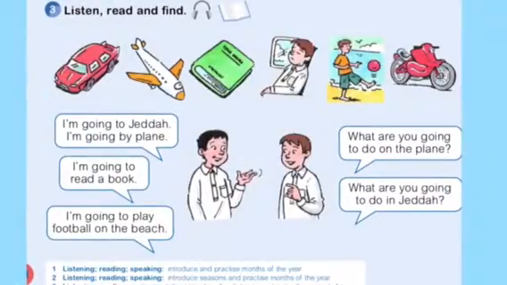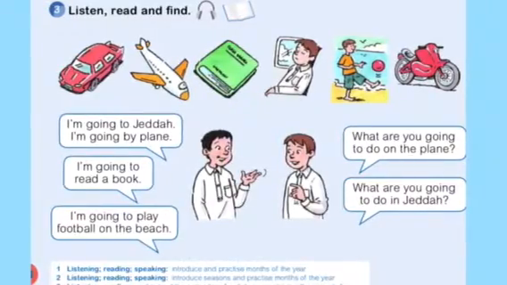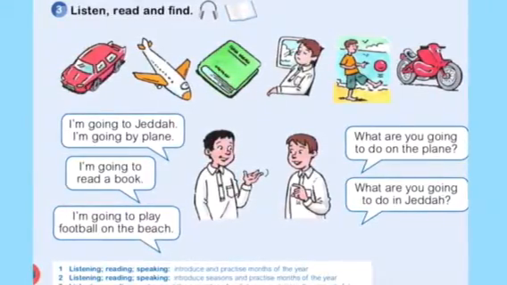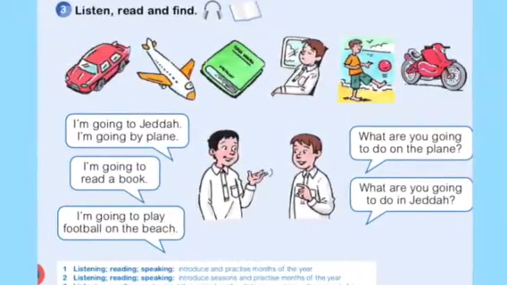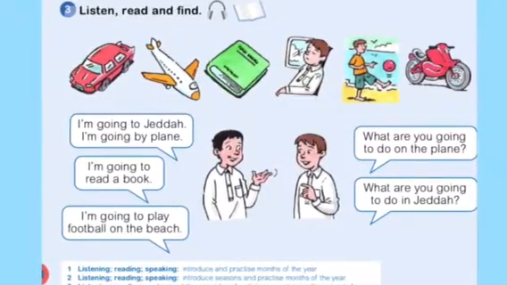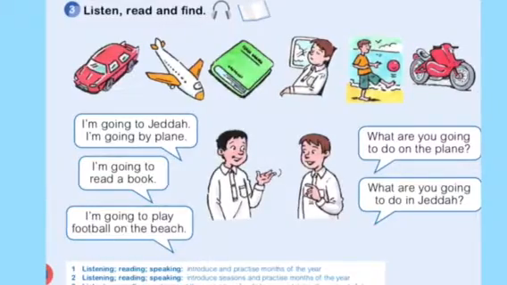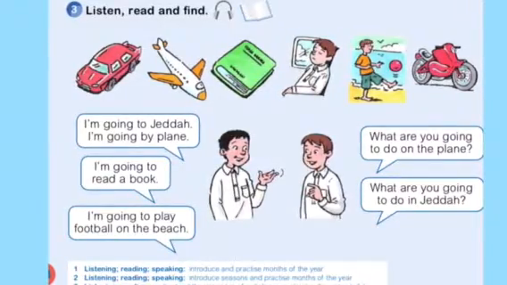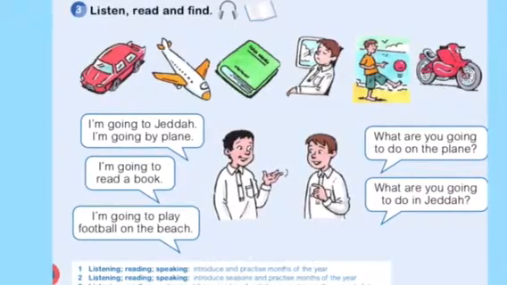Unit 6, Lesson 2, Activity 3. Listen, read, and find. I'm going to Jeddah. I'm going by plane. What are you going to do on the plane? I'm going to read a book. What are you going to do in Jeddah? I'm going to play football on the beach.